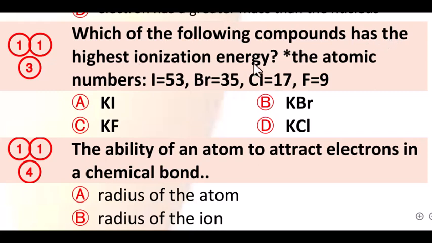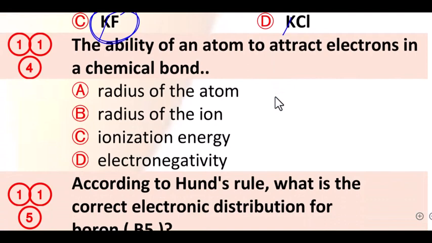Which of the following compounds has the highest ionization energy? The atomic number of iodine. The highest one is fluorine. And here we cancel potassium, so fluorine has the highest ionization energy. There is also more lattice energy in KF because of the highest ionization energy and the highest electronegativity. The ability of an atom to attract electrons in a chemical bond is electronegativity.